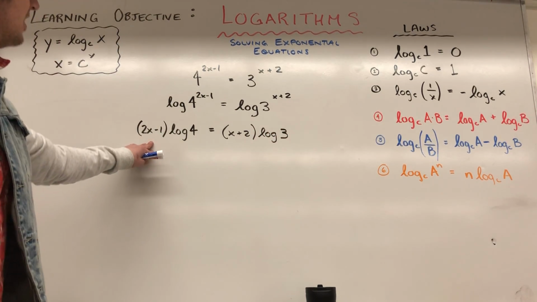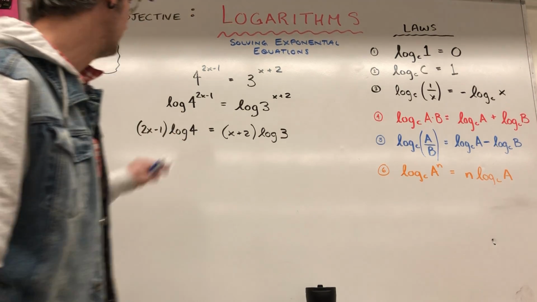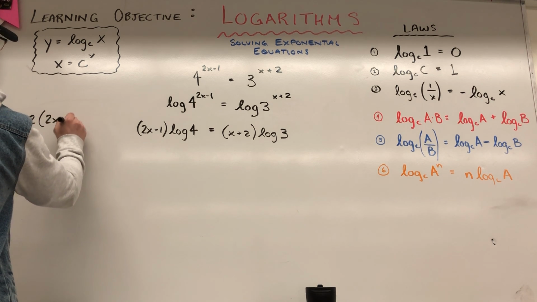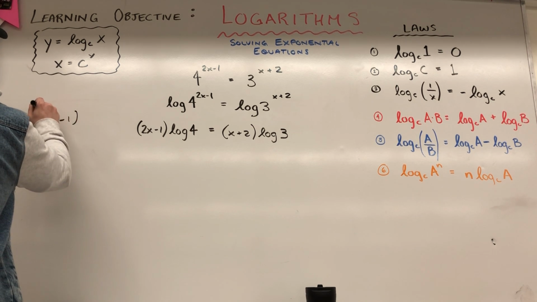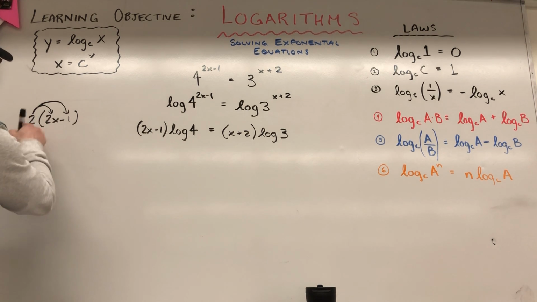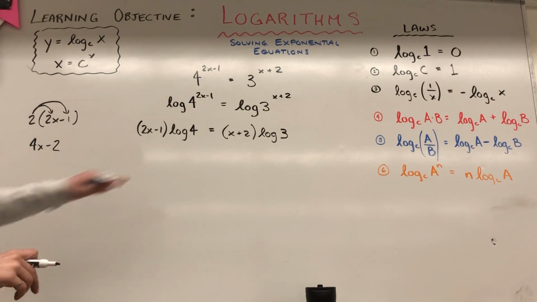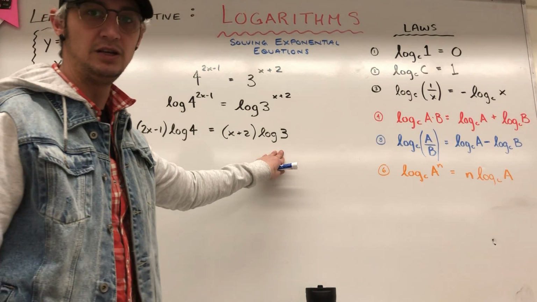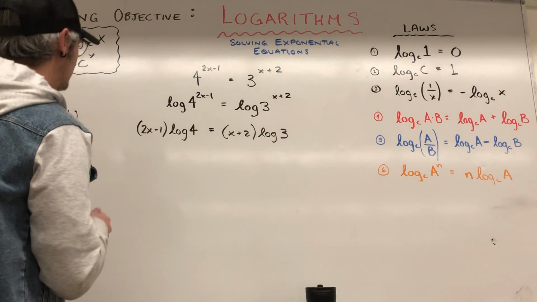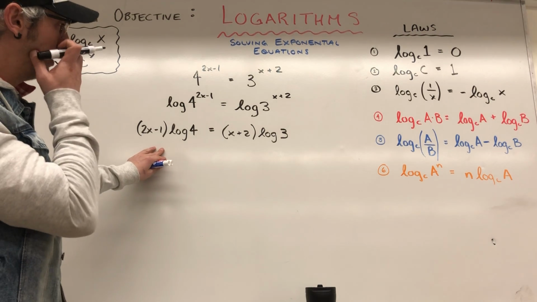Now what I have on either side is a binomial multiplied by some constant number. So just like if I had 2 times 2x minus 1, I would multiply 2 by 2x and negative 1 by 2. So I'd get 4x minus 2 if I did this multiplication. Well, this log 4 and this log 3 are just like constant numbers.